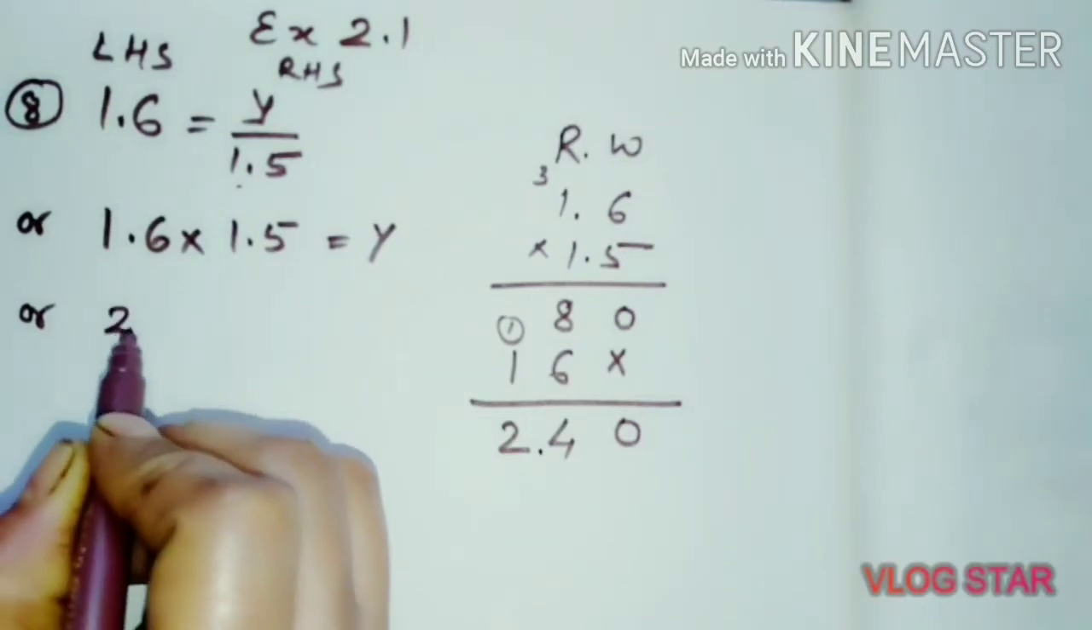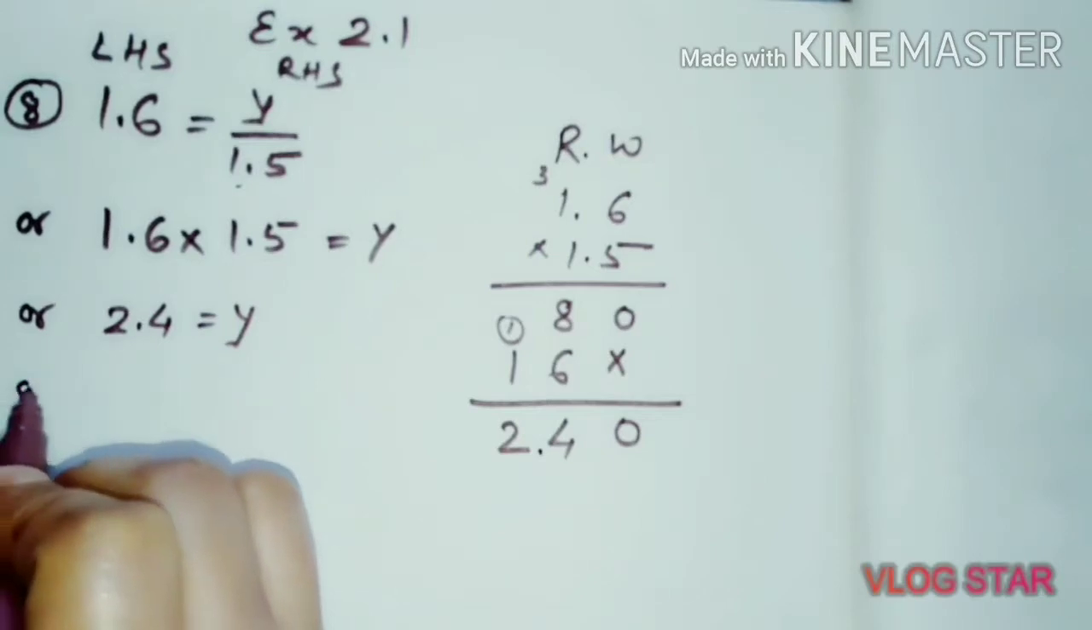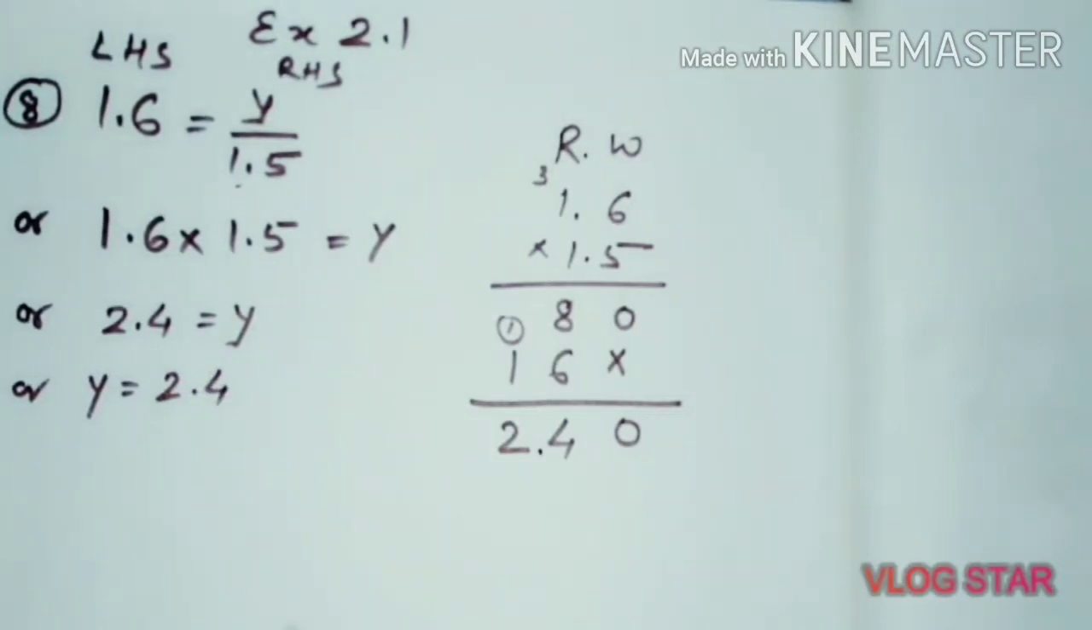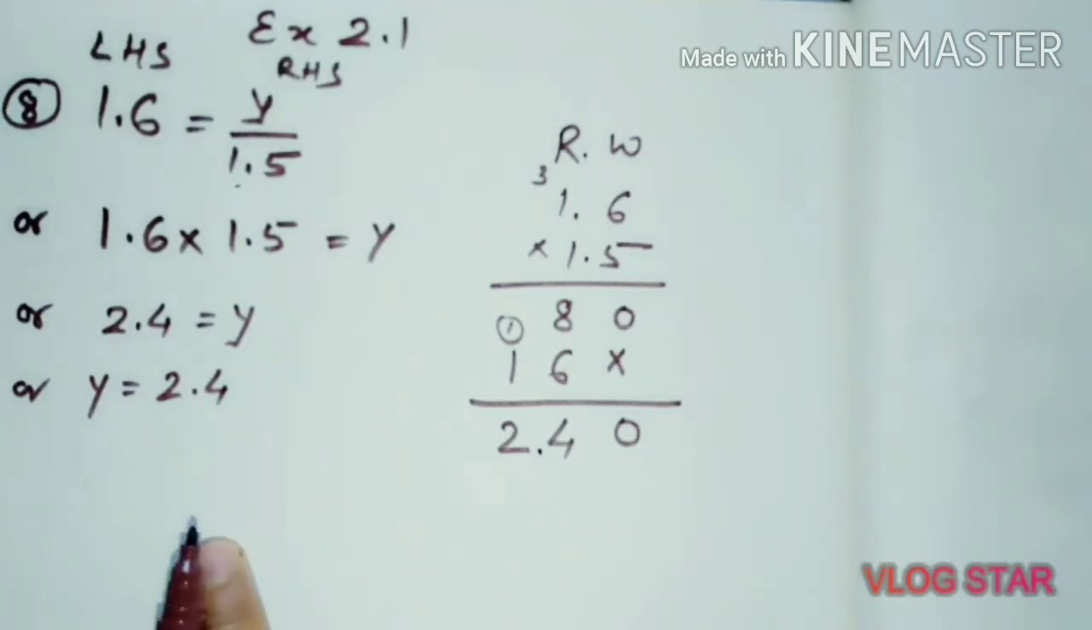So this is equal to 2.4 is equal to y, or y is equal to 2.4. This is the value of y. The variable y is equal to 2.4. The simple multiplication is there and you have to just see the multiplication.